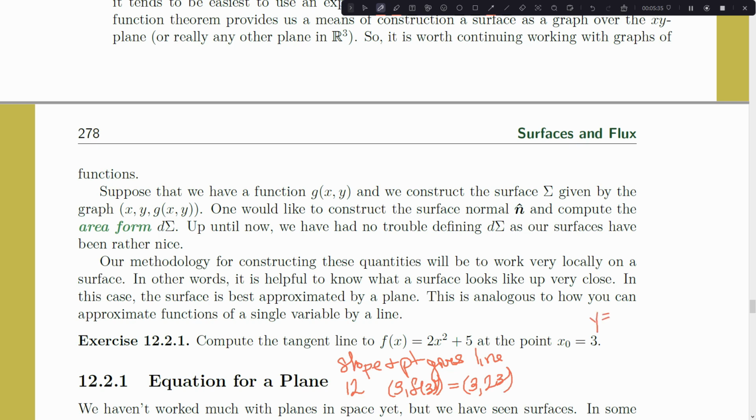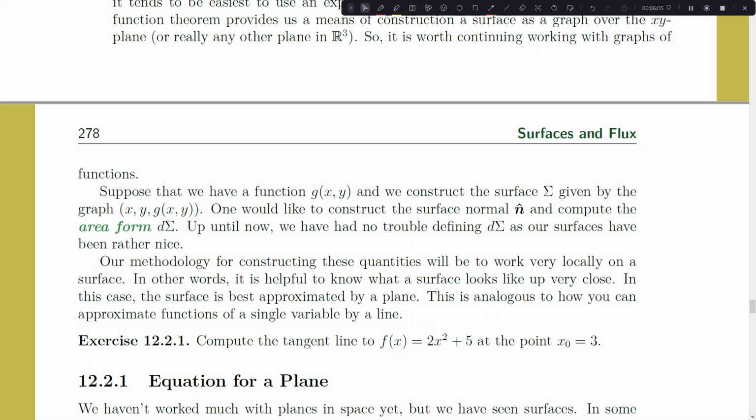So y equals 12x plus b. What should b be? Well, I evaluate y equals 12 times 3, which gives me 36. I need to recover 23 instead of 36. How do I recover 23 instead of 36? You subtract 13. So there's my tangent line at the point.